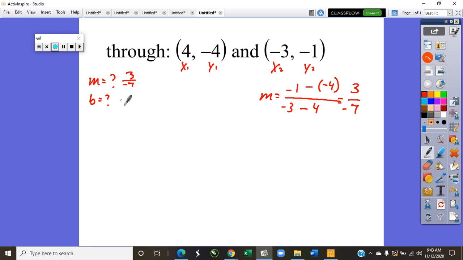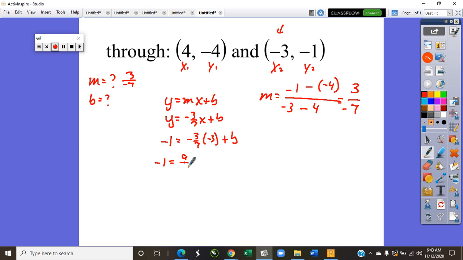All right, now we're going to find our y-intercept. So y equals mx plus b. I'm going to have y equals -3/7 x plus b. Let's pick one of these points; it doesn't matter which one you choose. Let's say this one. So I'm going to have a y value of -1 equals -3/7 times -3 plus b. What's -3/7 times -3? Negative times a negative is a positive 9/7, plus b.